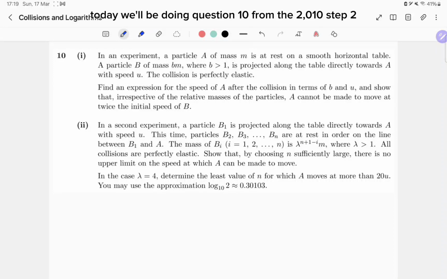Today we'll be doing question 10 from the 2010 Step 2. This is a question about logarithms and collisions. Let's get started. Part 1.